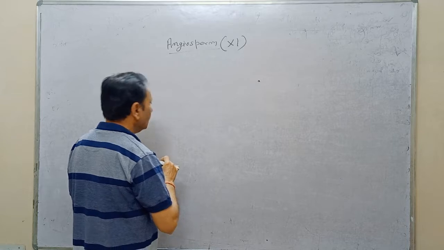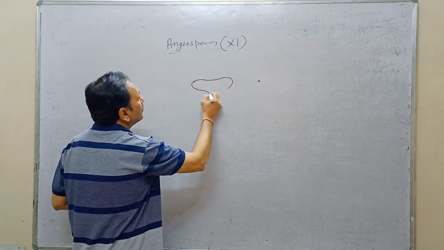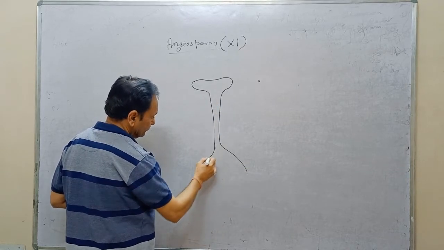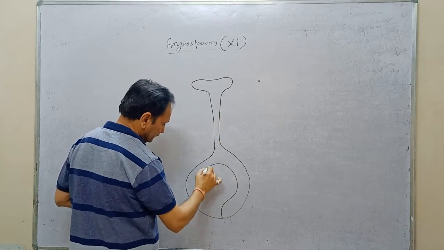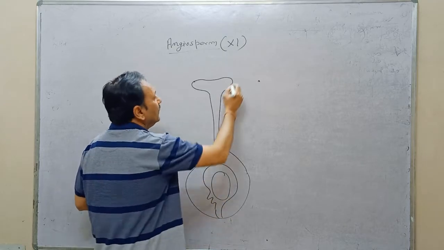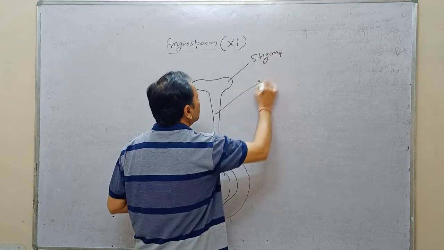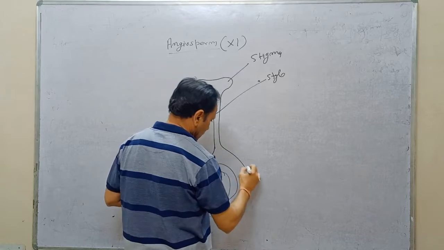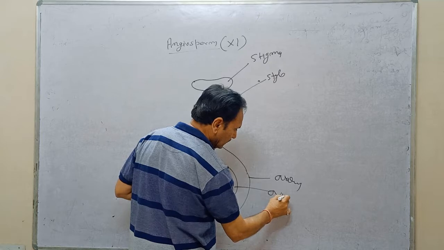Suppose it is the female part of the flower having ovule. This is the stigma. This one is the style. It is the ovary. And this one is the ovule.